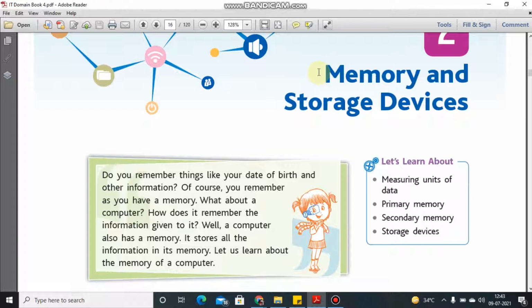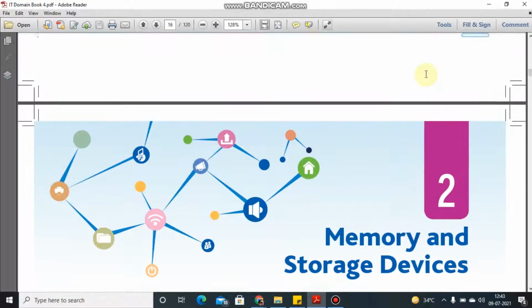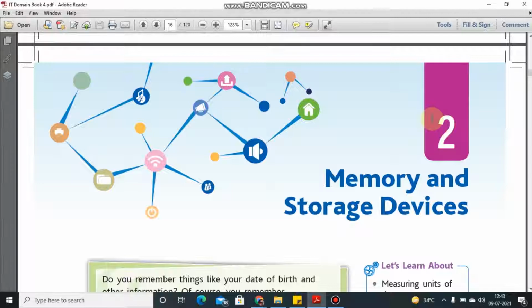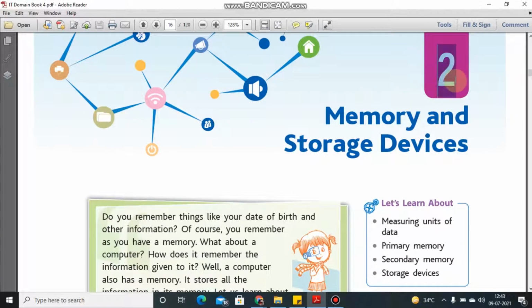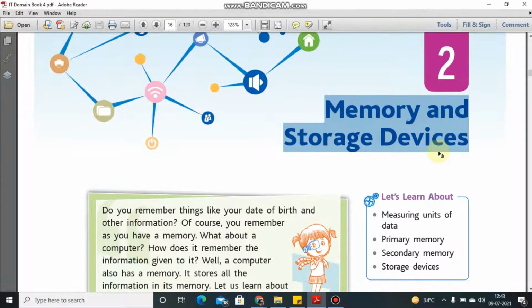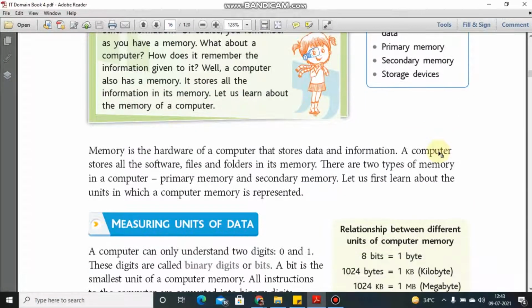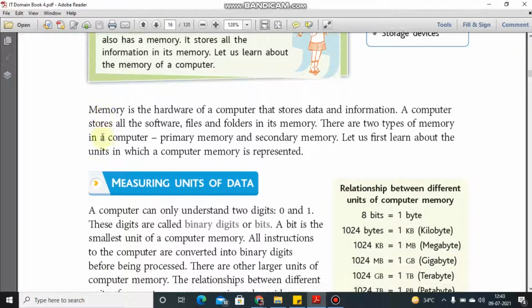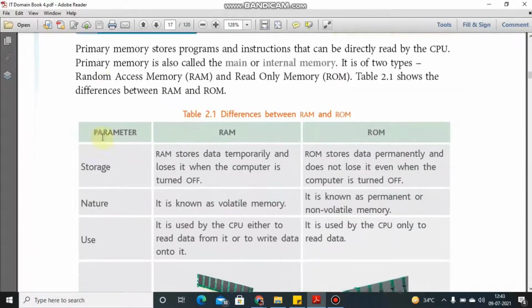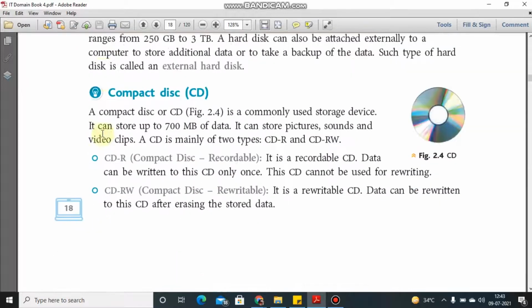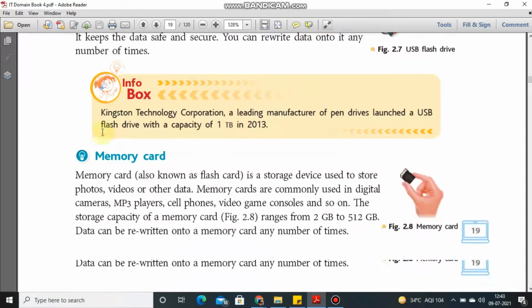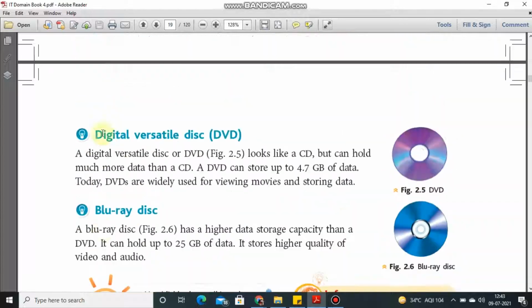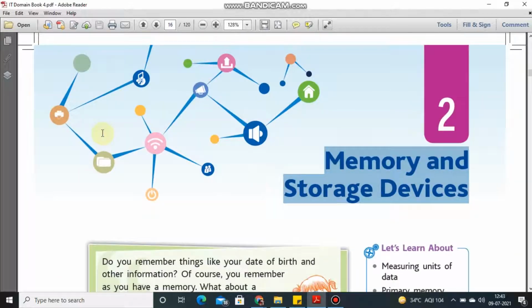I would request you to kindly open page number 16 of your computer textbook, chapter number 2, Memory and Storage Devices. As in today's class, we learned that memory is required to store data. So in this video, we will be reading the complete chapter so that it will help you to explain the content easily. And then I will be sharing the exercise part.